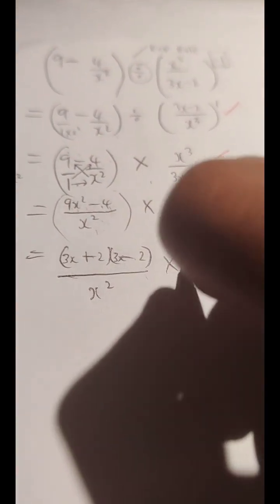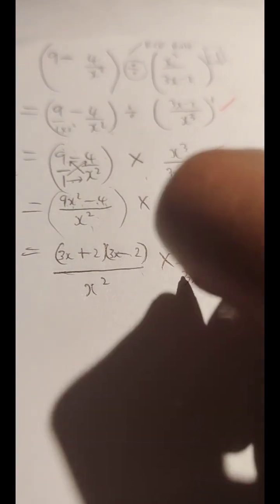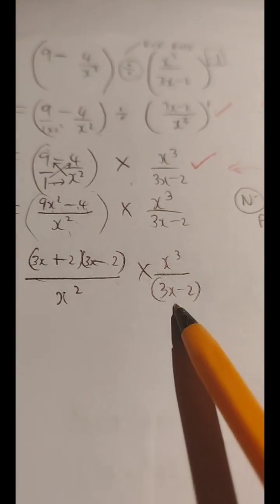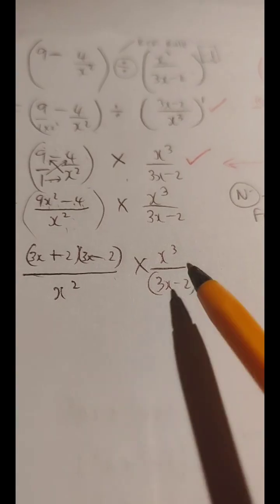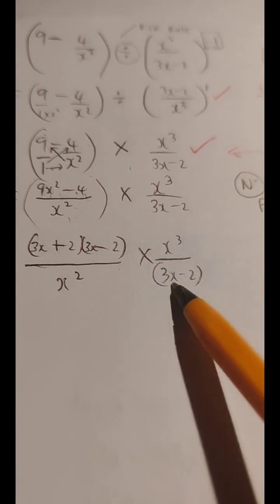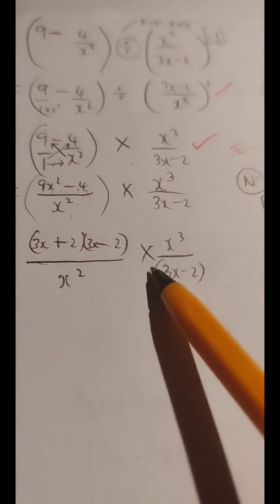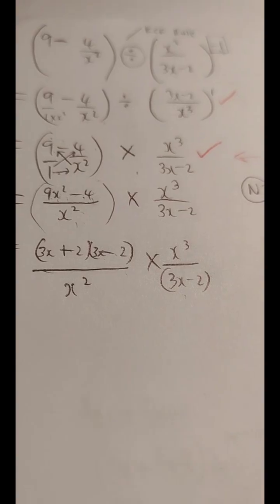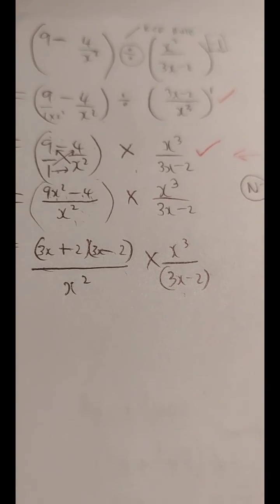We multiply that with x cubed over 3x minus 2. We put a bracket around the 3x minus 2 to show that we've taken out a highest common factor of 1. From 2 terms, now we have 1, which is 3x minus 2. The highest common factor 1, which is invisible, is outside. Then, after factorizing everything that is possible, we cancel common things top to bottom. And we do it once.